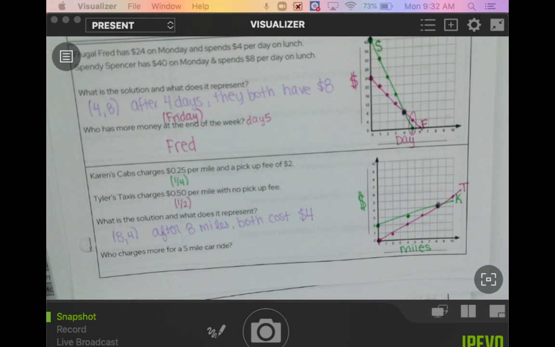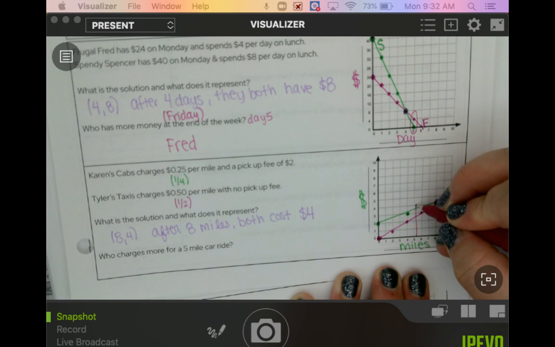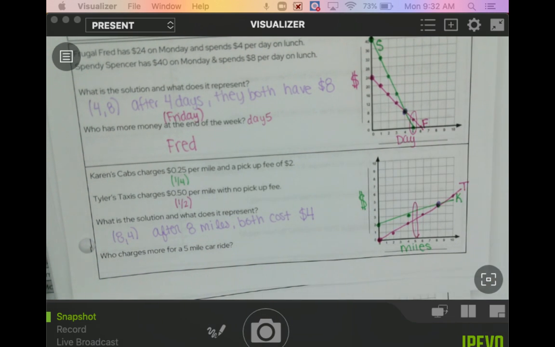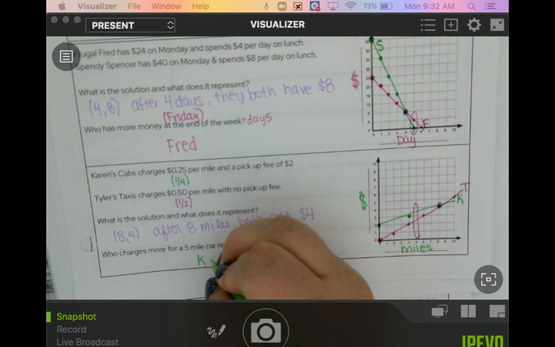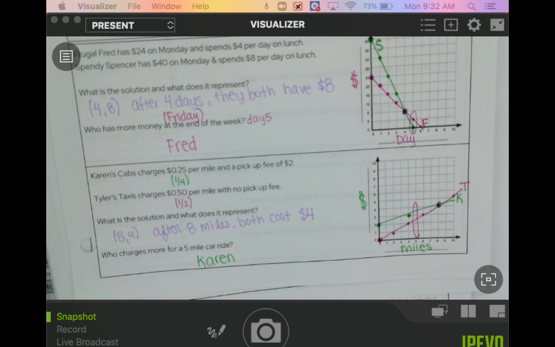And then it says who charges more for a 5-mile car ride. Go to 5 on the miles. We're going to look up. The one that's higher is charging more. The one that's lower is charging less. So green is Karen on mine. So Karen is charging more for a 5-mile car ride. This one throws some people off because over here on theirs, you can actually see the points and compare them. Here it's somewhere in between the numbers. You don't really care what the exact number is, just that Karen's line is higher than Tyler's.